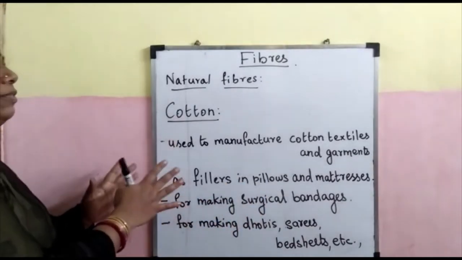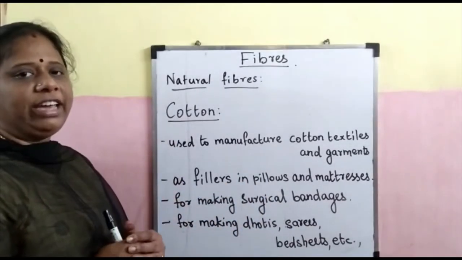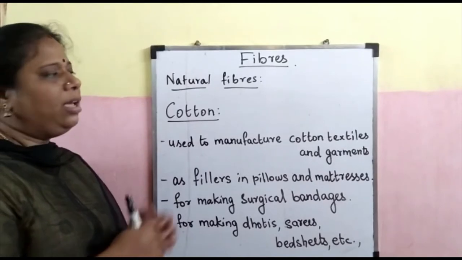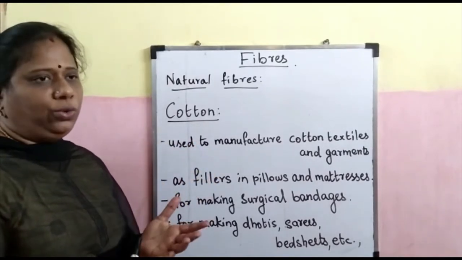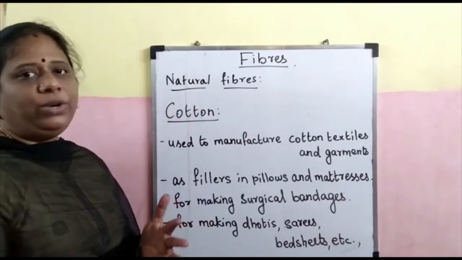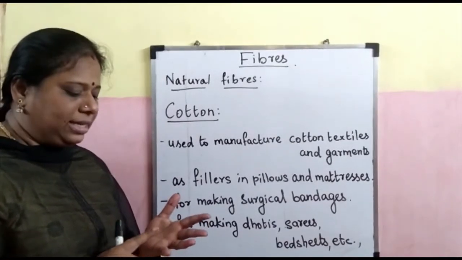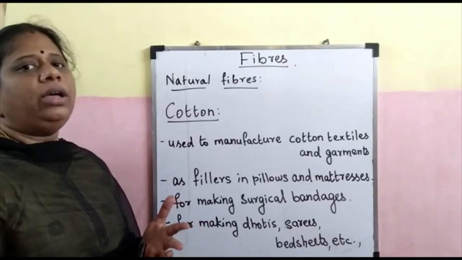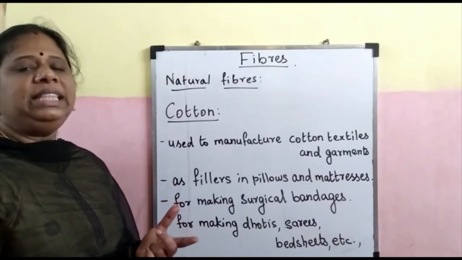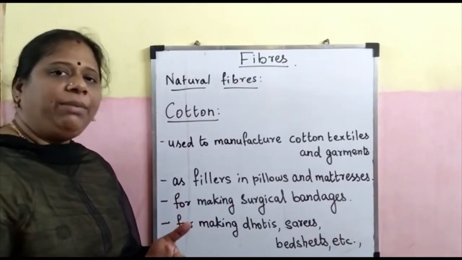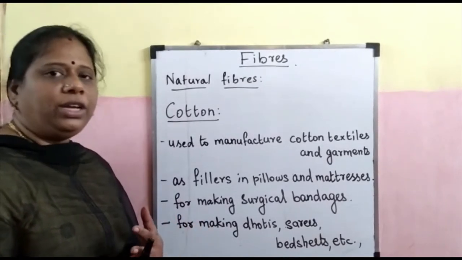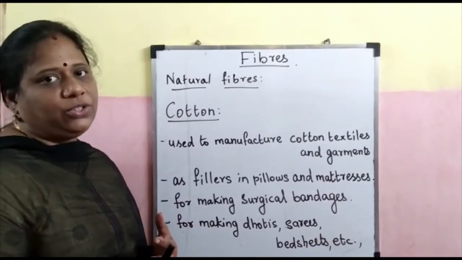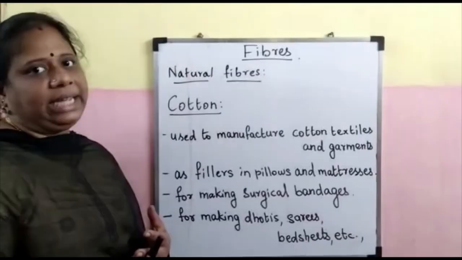So, that is what we saw in the last class. In natural fibers, we only saw about cotton. So today we are going to see jute and coir. Those are natural fibers. So, let's learn about jute and coir and also let's learn about synthetic fibers. Okay, if time permits, we'll discuss grains also. Children, get ready with your textbook. We will learn from the textbook.